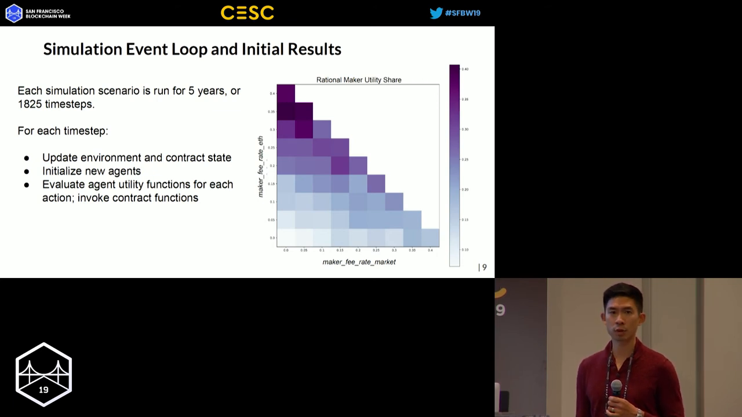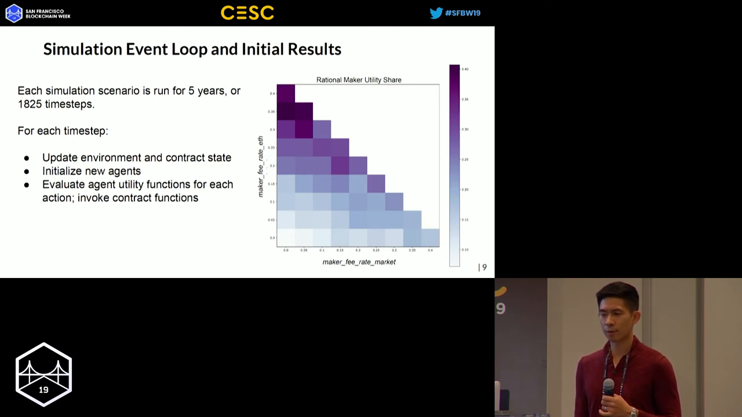If the makers end up with all the tokens at the end, then you can expect this to be a very dark color. If the makers don't capture any of the value, then you'll see a white square. And one thing that's interesting here is that the maker utility increases as you go up the y-axis, as you pay them more in Ethereum. But as you move along the x-axis, as you pay the makers more in market tokens, there's actually not really much of an impact on the utility that's captured. And this is a bit counterintuitive, as you expect this to be a pretty key parameter in the protocol.